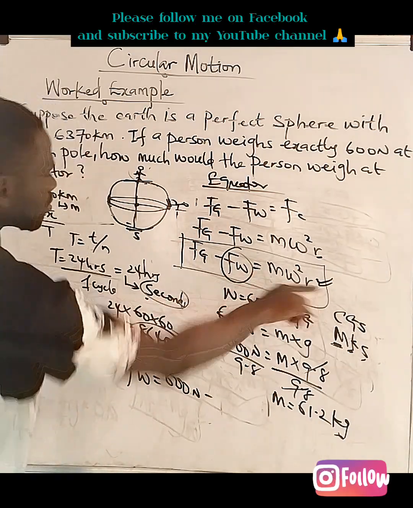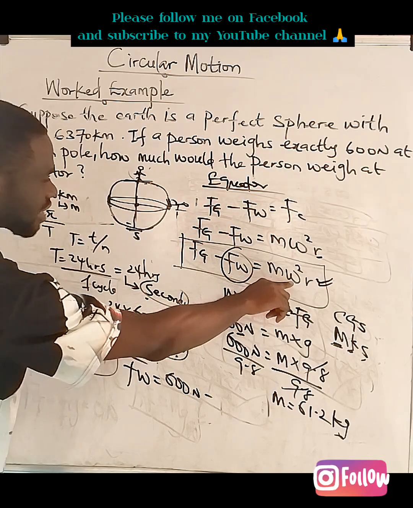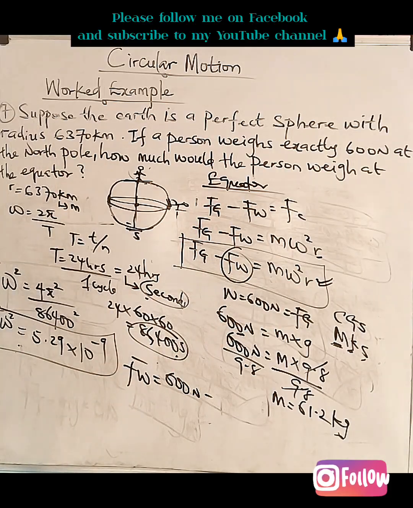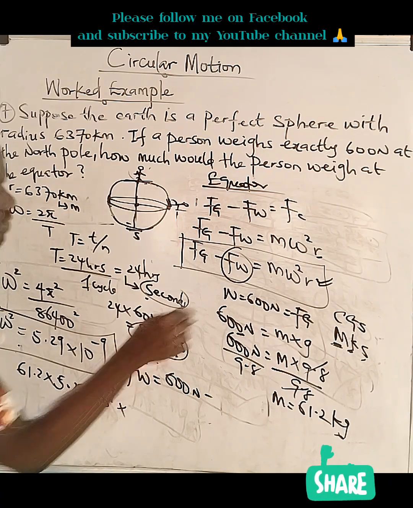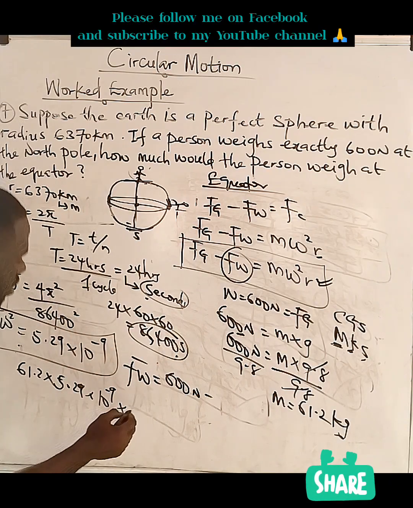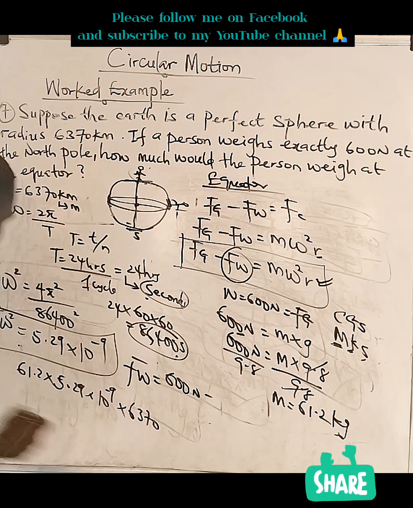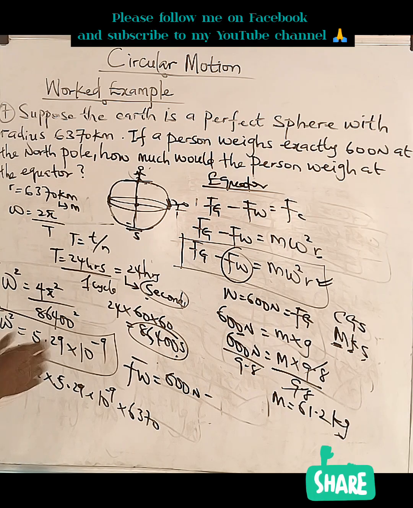So we're going to solve all this first. The mass times angular velocity squared times radius. So what's the mass? The mass is 61.2 times the angular velocity squared, which is 5.29 times 10 raised to minus 9, times the distance between them, which is 6370. So we're going to use our calculator to make things very quick for us.